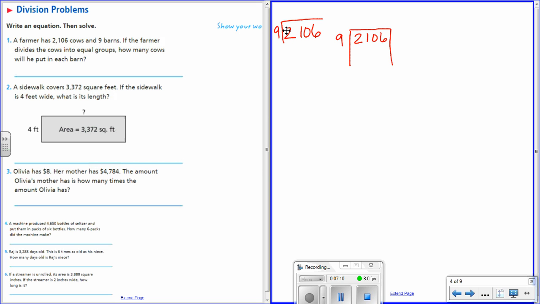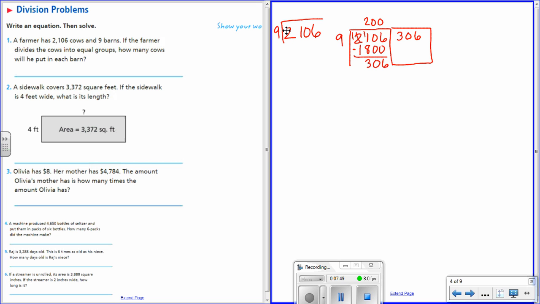Well, I'm thinking of my 9 products, and I'm kind of focusing in on this 21. I know 9 times 2 is 18. 9 times 3 is 27. I think I'm going to go with 2. So make that a 200. 200 times 9 is 1,800, and I'm going to subtract. So I have 6, I have 0, I have 306. So I'm going to take this 306, and I'm going to make it another box, another place value section, 306.